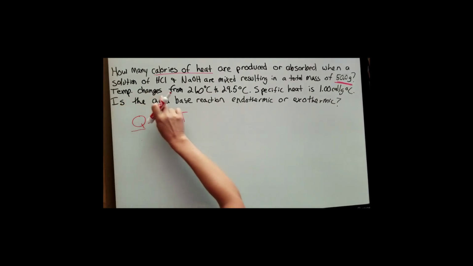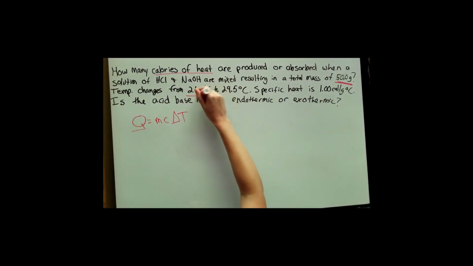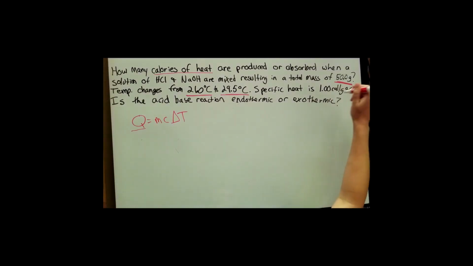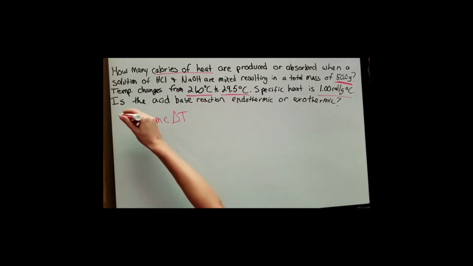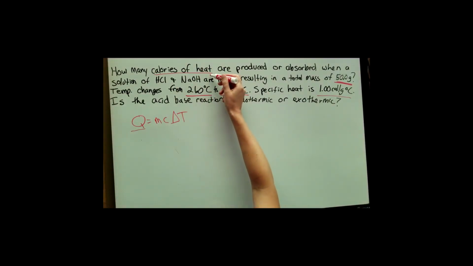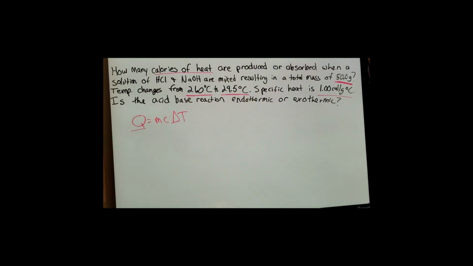Next, it says the temperature changes from, so I have two other values here in degrees Celsius, so I'm going to underline those as well. The specific heat is 1 calorie per gram times degrees Celsius, so another number. And then it asks another question at the very end: is the acid-base reaction endothermic or exothermic? So we'll worry about that question at the end. Let's focus on the first question, the word problem posed, and that being the calories of heat.